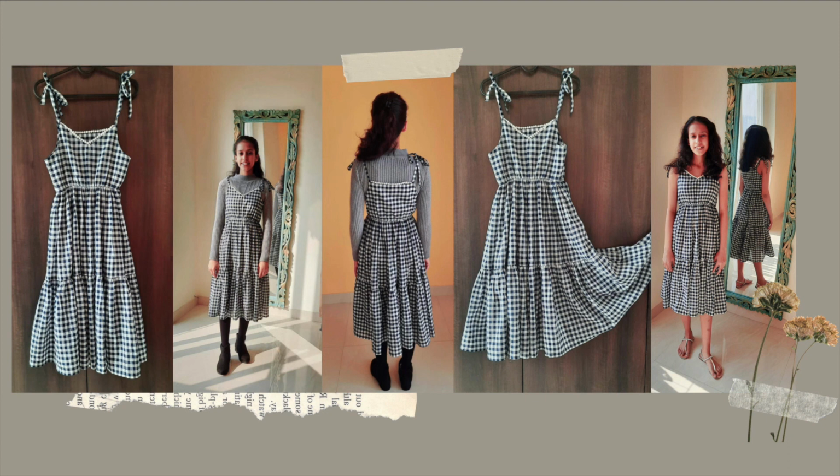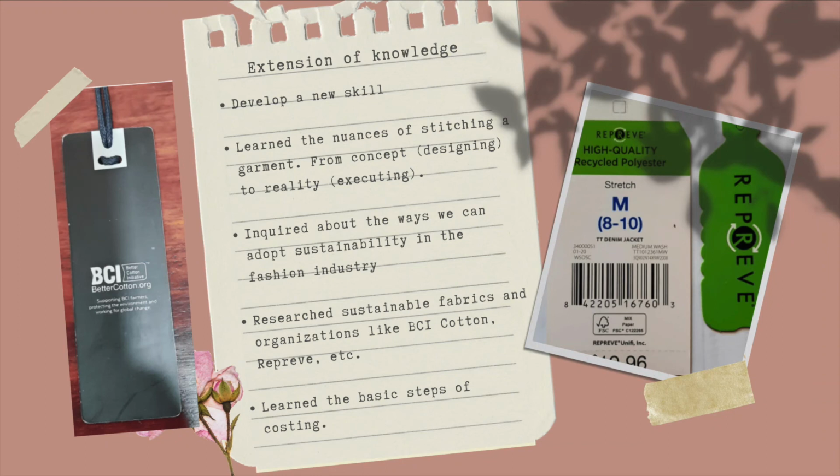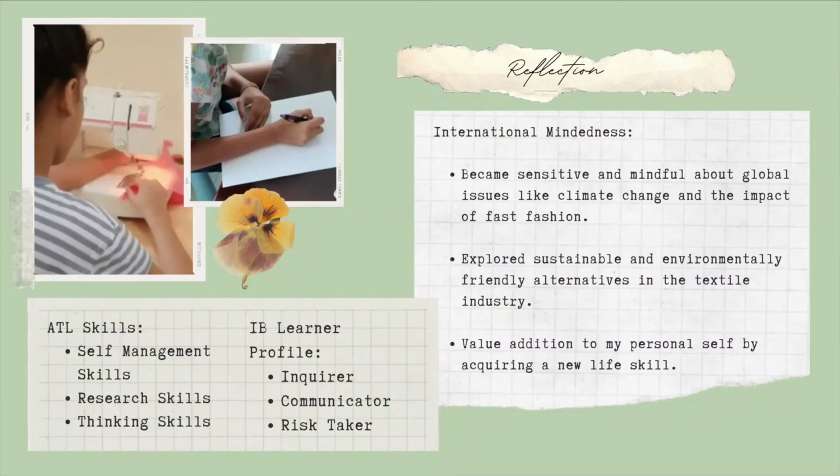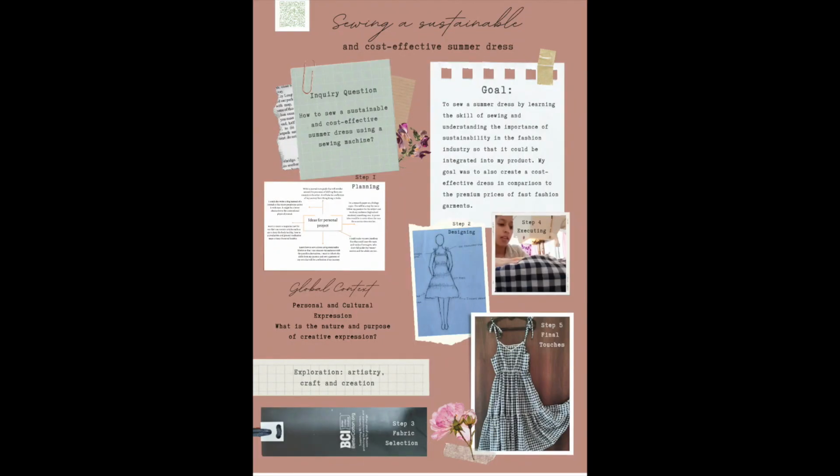This is a reflection of my project, wherein I became more sensitive about global issues like climate change and the negative impacts of fast fashion. I was also able to acquire an important life skill, which was a value addition to my personal self. Overall, the project greatly expanded my knowledge about the topic and helped me develop the following ATL skills and IB learner profiles. You will find a QR code at the top left corner of this poster.